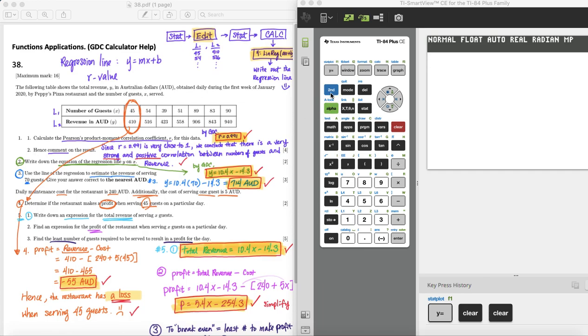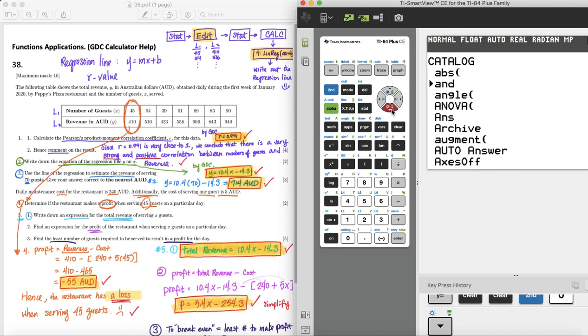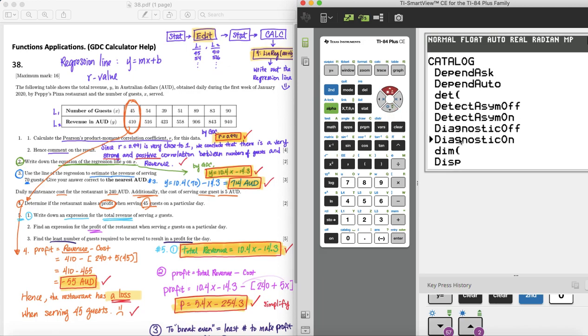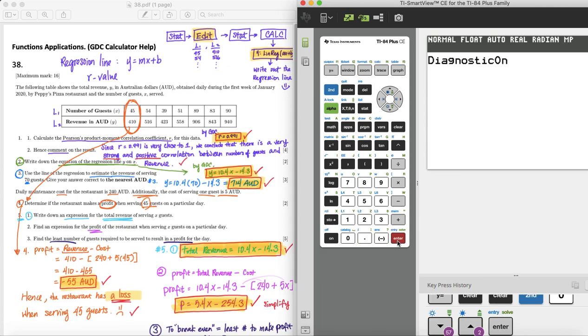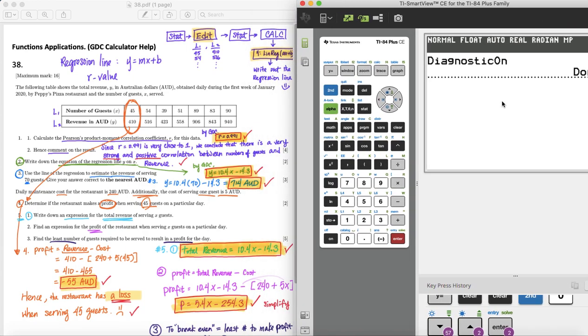So wake up your calculator and turn on the diagnostic. Go to second, then catalog, which is the 0 button. You're going to go all the way down to diagnostic on. Diagnostic on right here. Hit enter, and hit enter one more time. Make sure your calculator says done. So now you will see the R value on your fancy calculator, okay?